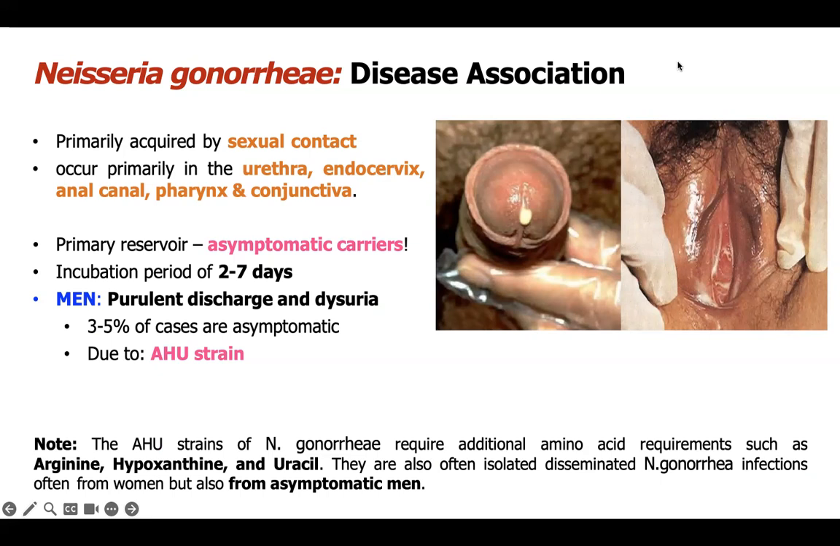Okay? Now, 3 to 5% of cases ng Neisseria are said to be asymptomatic for males. Okay? So this is usually due to the AHU strain. Ano yun? Okay? The AHU strains of Neisseria gonorrhoeae are those that would require, ito yung fastidious na nga sila, di ba? Ito yung mas fastidious pa talaga. Kasi kailangan nila ng additional amino acids for growth. These are arginine, hypoxanthine, and uracil. Kaya naman AHU ang nakalagay dyan, guys. Okay? So, very common talaga ito in women, pero pwede rin naman in men. Okay? So, ang AHU strains are common causes of asymptomatic gonorrhea.